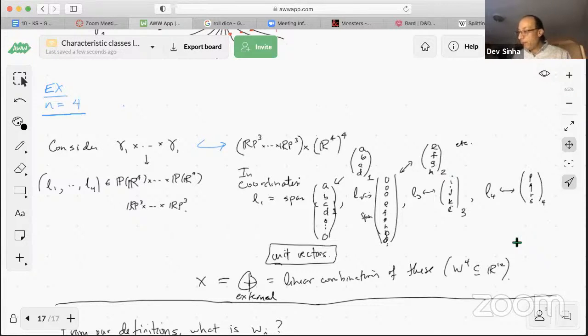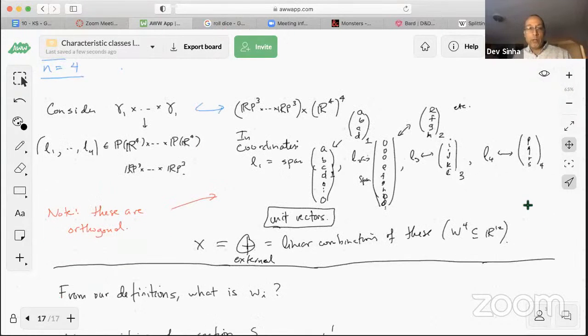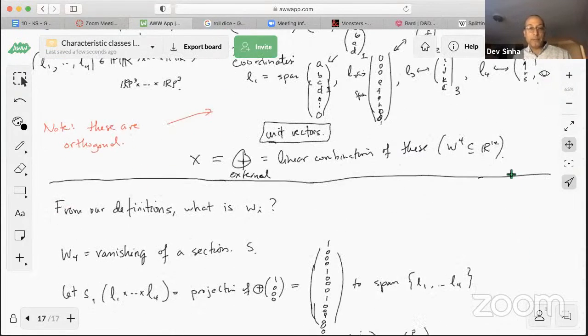And we're going to use the fact that projecting onto... so note that these are orthogonal. Here's an important note: these are orthogonal, right? They have different supports. One is just non-zero on the first 4 coordinates, one is just non-zero on the second 4, et cetera, et cetera. Okay, so from our definitions, what are the different W_i?